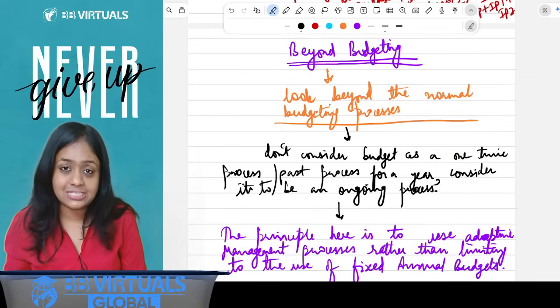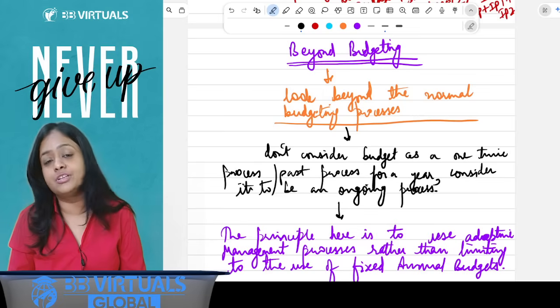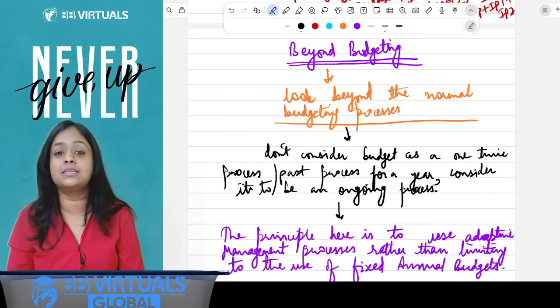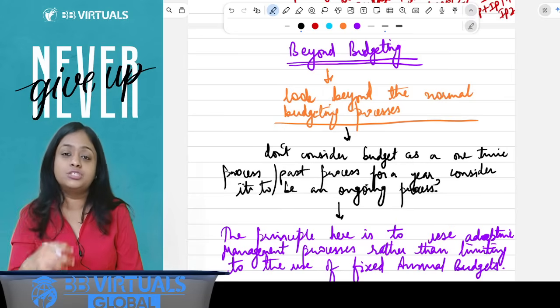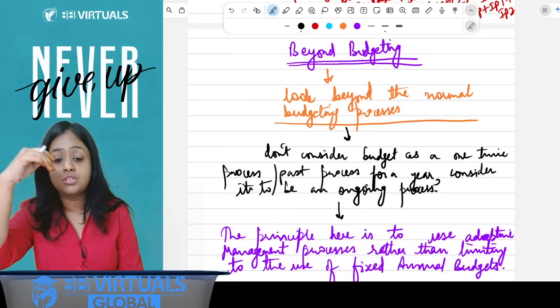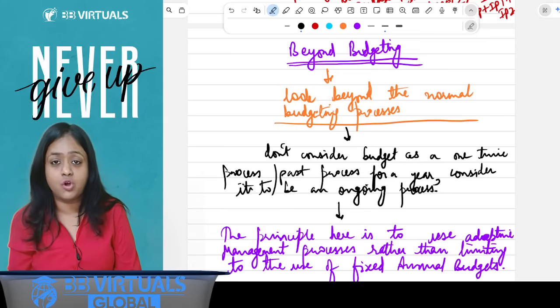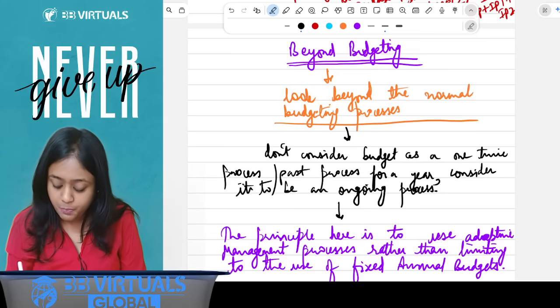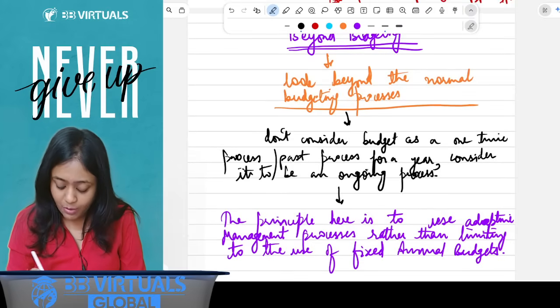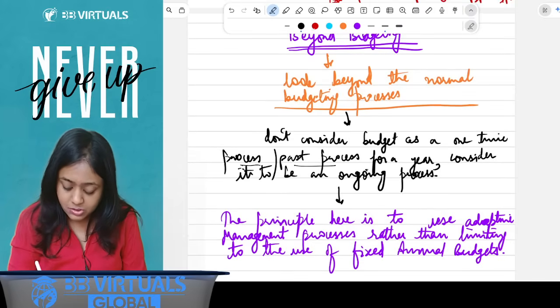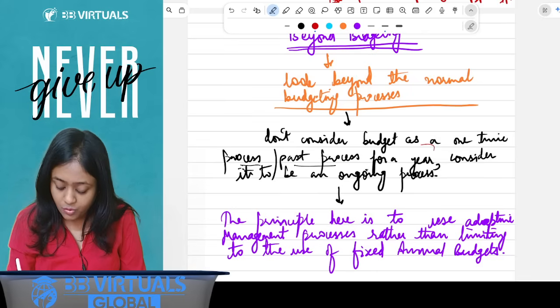Now let's take the last topic here for budgeting, which is beyond budgeting. It simply says that the managers now need to look beyond the normal budgeting or the traditional budgeting approaches. The management should think out of the box and come out of this orthodox zone. So they should look beyond the normal budgeting processes. That means don't consider budget as a one-time process or a process only for a year. Consider it to be an ongoing process.